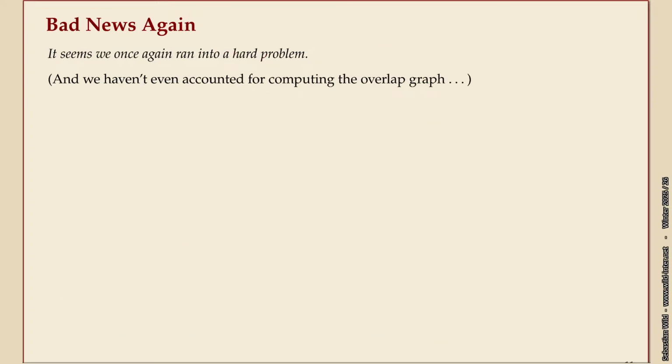So again, we've run into a hard problem, and that even ignores how to compute this graph. I guess it's clear that this is not an NP-hard problem. You compute for every pair of k-mers whether they overlap or not. So it's quadratic in the number of k-mers. That's not, from a complexity theory perspective, a bad thing. In terms of the application, it is a bad thing because you have lots of these reads.